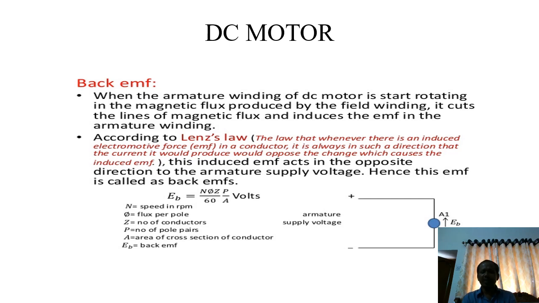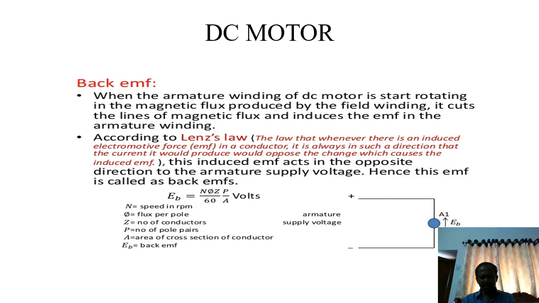When the armature winding of a DC motor starts rotating in the magnetic flux produced by the field winding, it cuts the lines of magnetic flux and induces an EMF in the armature winding, according to Lenz's law. This induced EMF acts in the opposite direction to the armature supply voltage, and this EMF is called back EMF. What is that?